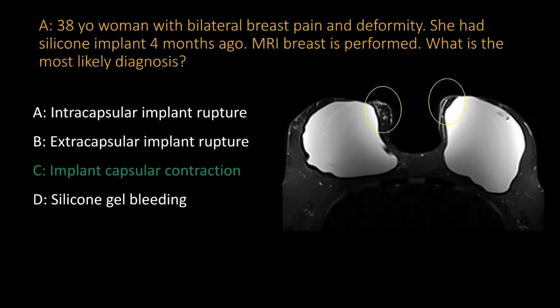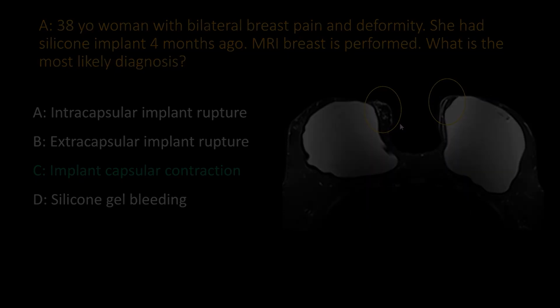Let's look at the answer together. The correct answer is implant capsular contracture. And you can see that there is a significant deformity in the breast over here. The patient can notice that, and the patient also has pain in both breasts.